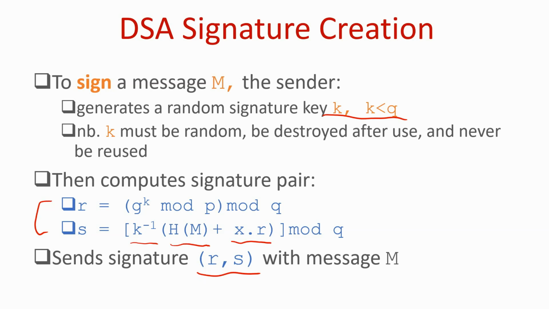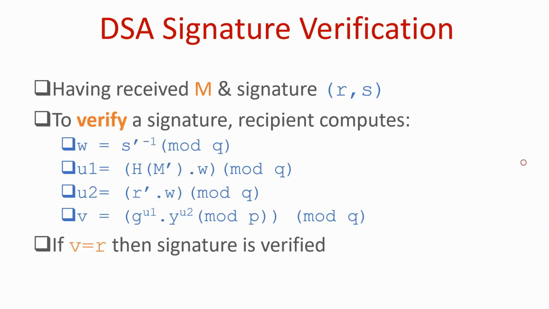If you take a look at R, you will find that R only depends on the global public parameters and the value K. It is not dependent on the message at all and not dependent on the private key. So what you can do is generate many values of R in advance. You don't have to wait for the message to generate that. The value of S is the one that actually depends on the message because you have the hash of the message, and it depends as well on the private key X, and also on the random number K. Once you generate the signature, you can concatenate it with the message.